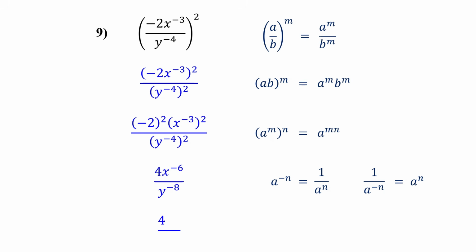So x to the -6th moves to the denominator, becoming x to the 6th. And y to the -8th moves to the numerator, becoming y to the 8th. That is your simplified expression.